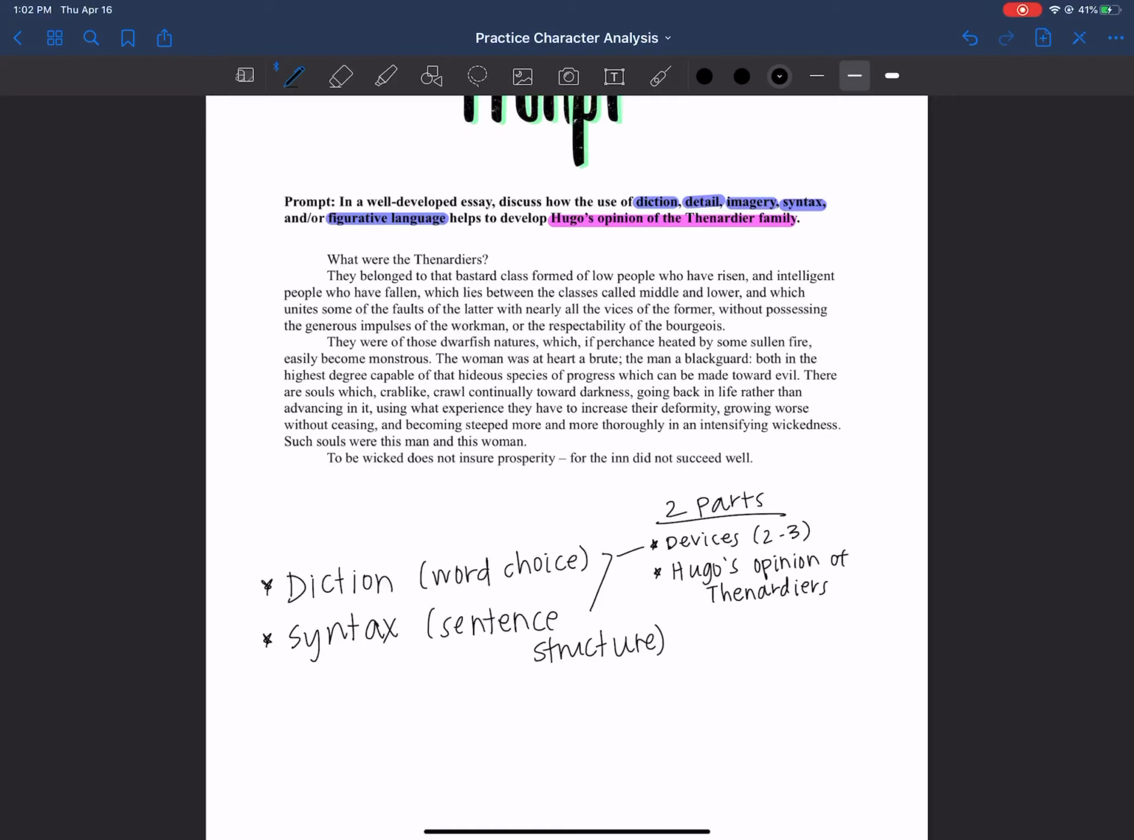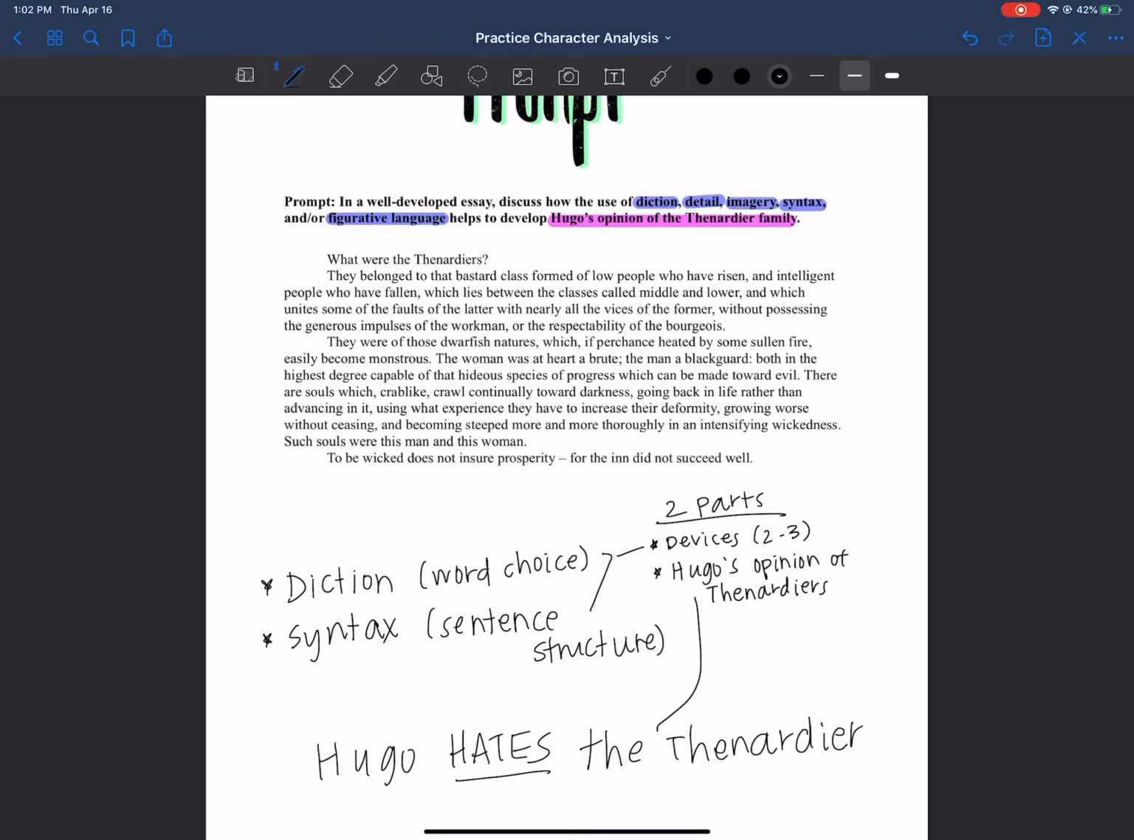Okay, so now we have these two devices which correspond to the first part of the prompt. Now we need to figure out the second part of the prompt, which is Hugo's opinion of the Thénardiers. Again, I think it's very cut and dry. It's very obvious that Hugo hates the Thénardiers. Right? Let me share.